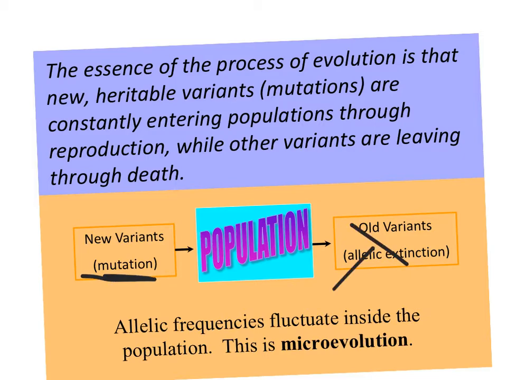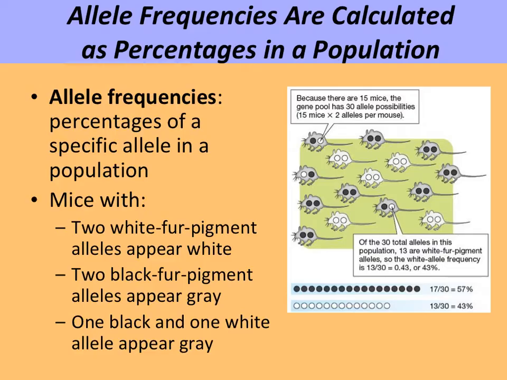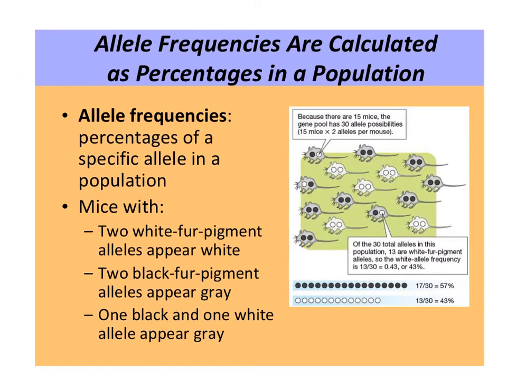Now, this causes the population, remember the population is the thing that's changing, to have allele frequencies and the phenotypes associated with them fluctuate. And this is called microevolution. Now, allele frequencies are calculated as percentages of a population. So allele frequencies are the percentages of a specific allele in a population.